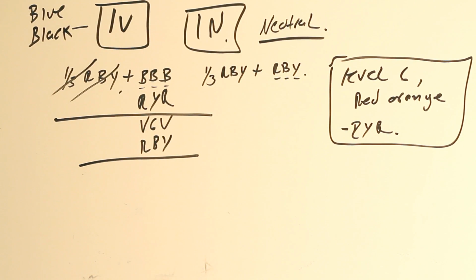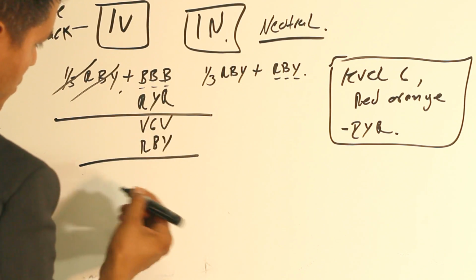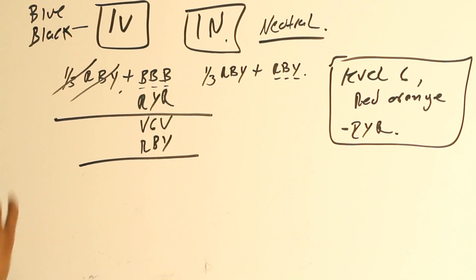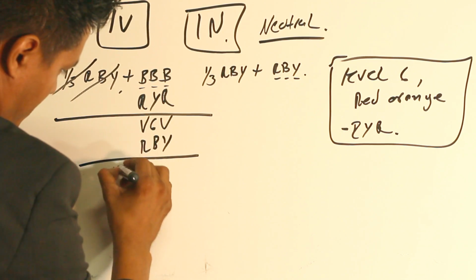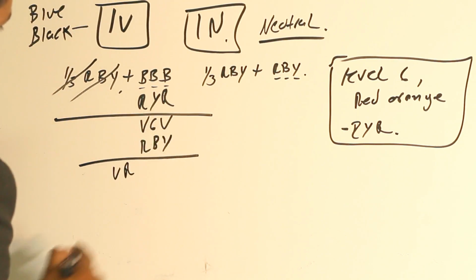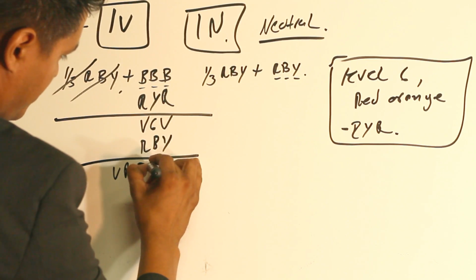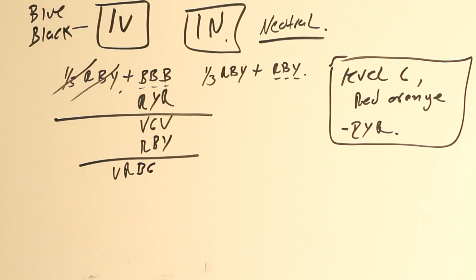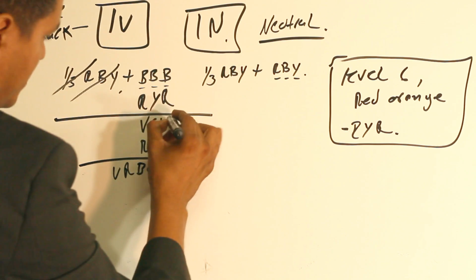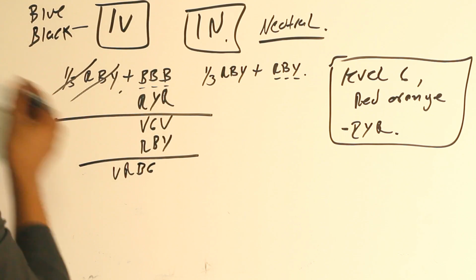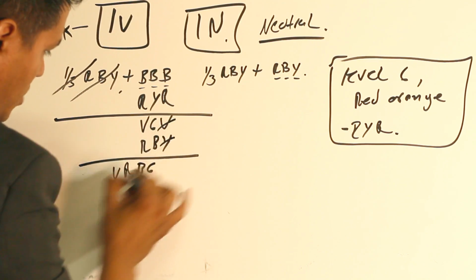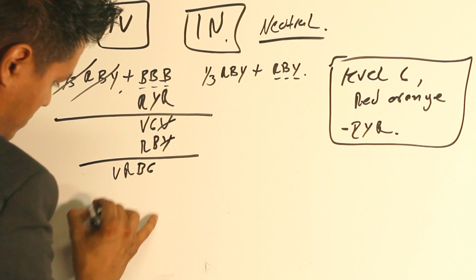Alright, so let's start adding the numbers right here. Violet and red, what are we having? I'm going to go back to the color wheel. Violet and red gives me violet red. Blue and green gives me blue green. Violet and yellow, they cancel each other actually. Violet and yellow cancel each other, so we have a neutral.